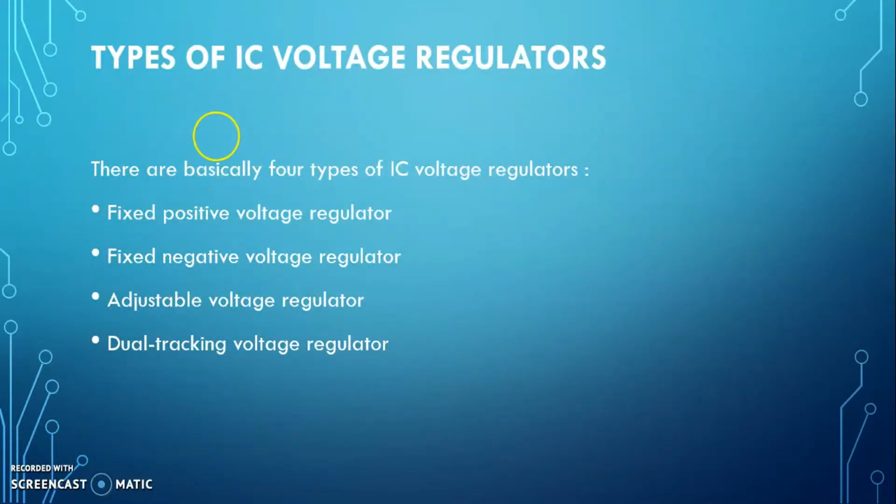Now we can discuss the types of IC voltage regulators. There are basically 4 types of IC voltage regulators. They are fixed positive voltage regulator, fixed negative voltage regulator, adjustable voltage regulator, and dual tracking voltage regulator.